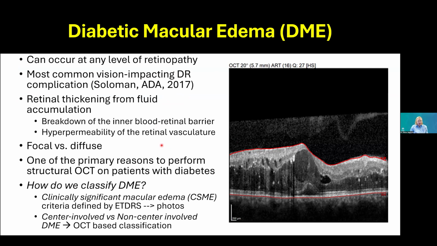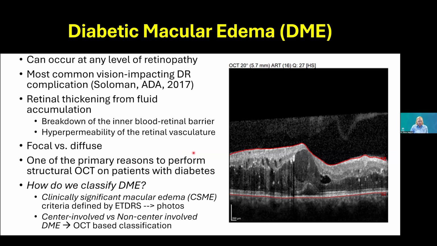And this is when we have retinal thickening from fluid accumulation. We've had a breakdown of the inner blood retinal barrier, and the upregulation of VEGF and other vascular factors in our patients with diabetes causes that retinal vasculature to become hyperpermeable, and we can get lipid, we get exudates, we get protein that's leaking into the retina.